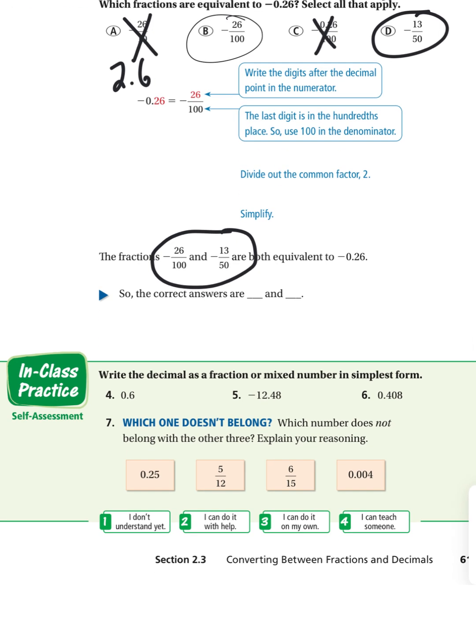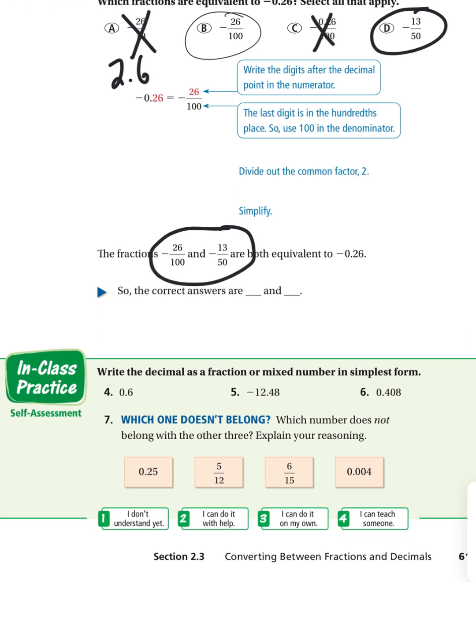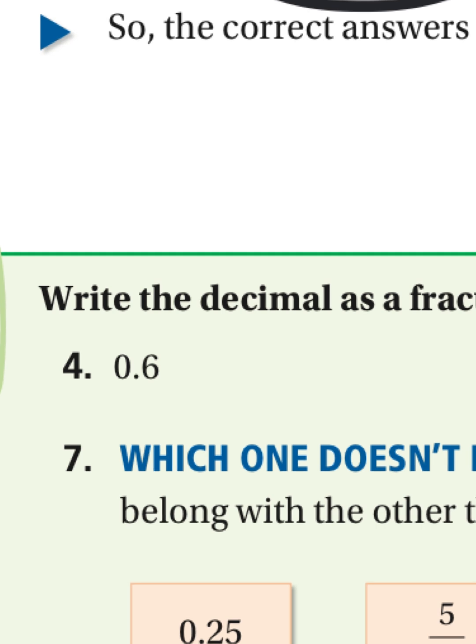All right, you are going to try 4, 5, and 6. Write the decimal as a fraction or mixed number. Again, start with your place value. And then it does say simplest form, so I do want you to simplify. And then we're going to talk about number 7. Okay, so number 4, you should have written 6/10, which can be simplified by 2. So your final answer should be 3/5.